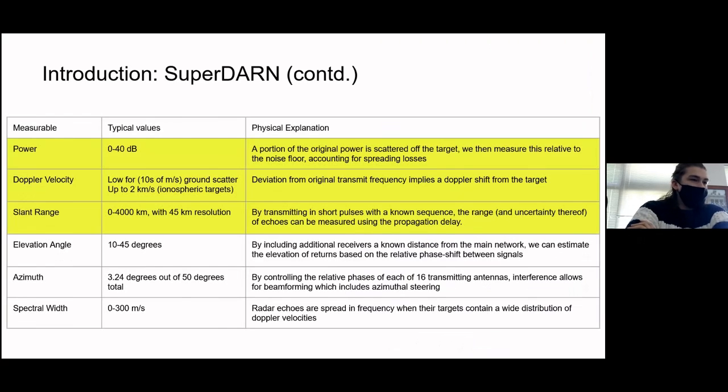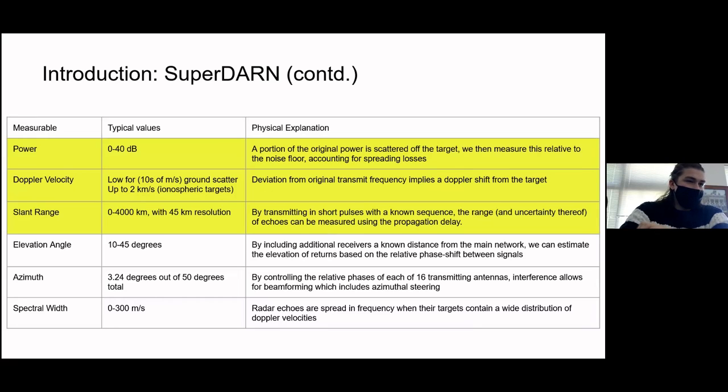So let's talk about SuperDARN data. There are about 6 measurables. You can also measure what time it occurs, but the main ones you would look at would be power. That's the power relative to the noise floor. It's measured in dB, typical value 0 to 40 dB. And that's just a portion of the original power scattered off the target. And then we just measure this relative to the noise floor.